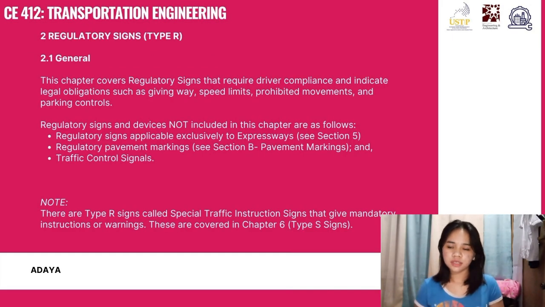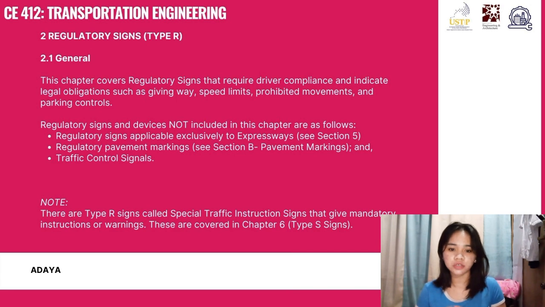And then regulatory signs, type R 2.1. In general, this chapter covers the regulatory signs that require driver compliance and indicate legal obligations such as giving way, speed limits, prohibited movements, and parking control. But there are certain types of regulatory signs and devices that aren't covered in this chapter, specifically the following. So first are the signs that are used only on expressways. So these are covered in section 5. So they are discussed separately.